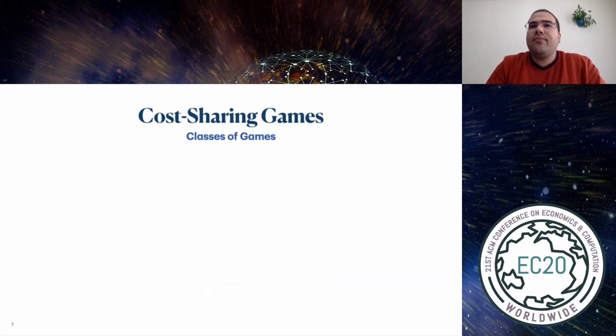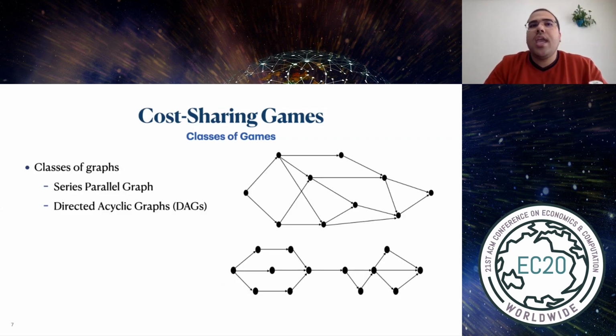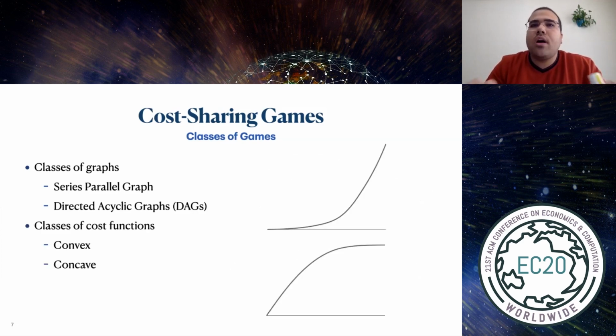Designing a protocol that works for every instance of the cost-sharing game is not easy. So we design protocols for specific classes of games. We classify games in different aspects. One of them is the class of graphs that G belongs to. Here we consider two cases: series parallel graphs and directed acyclic graphs. Another classification is by the class of cost functions. In this work, we consider two classes: convex and concave cost functions.